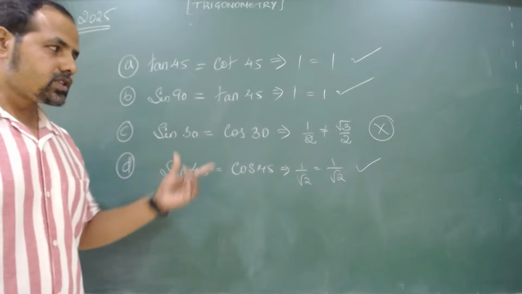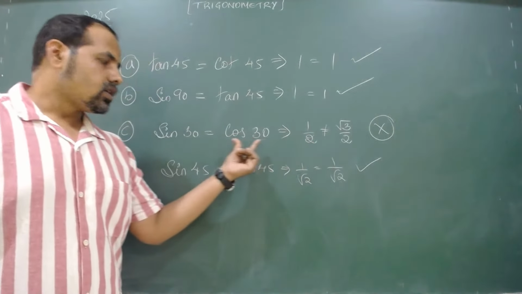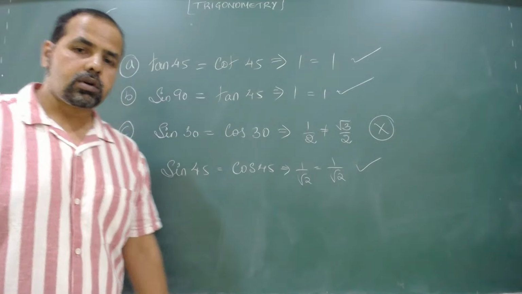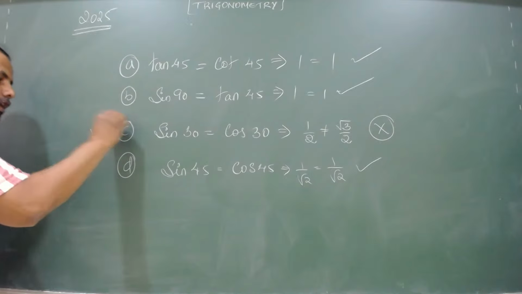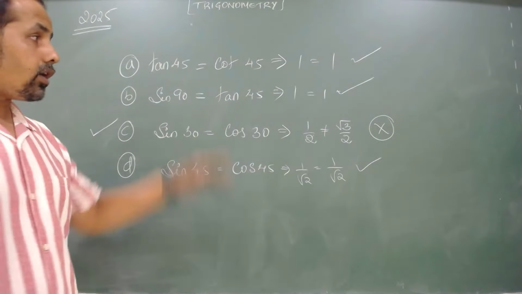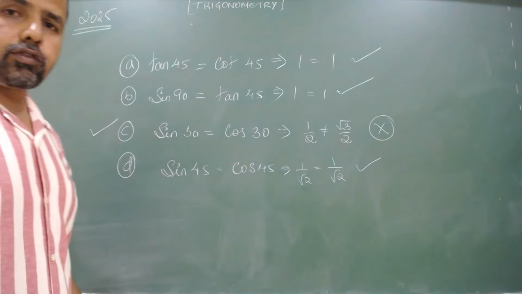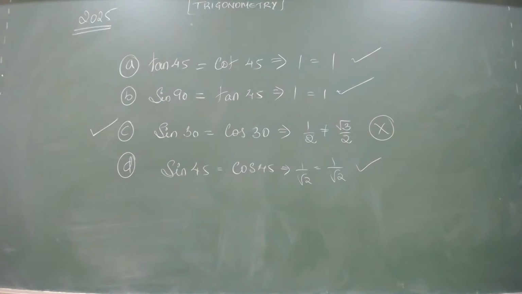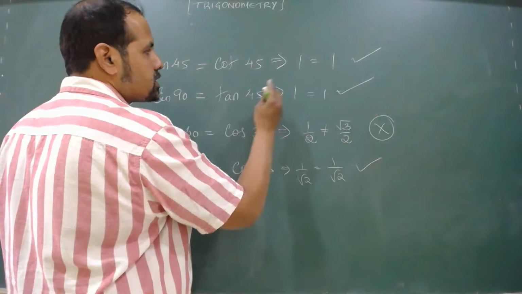The only option which is false is sin 30, which is 1 by 2, and cos 30, which is root 3 by 2. Therefore, that is the false option; all the others are true. The question says which among them is false. Option C is false, and I have written the reason next to the option here.